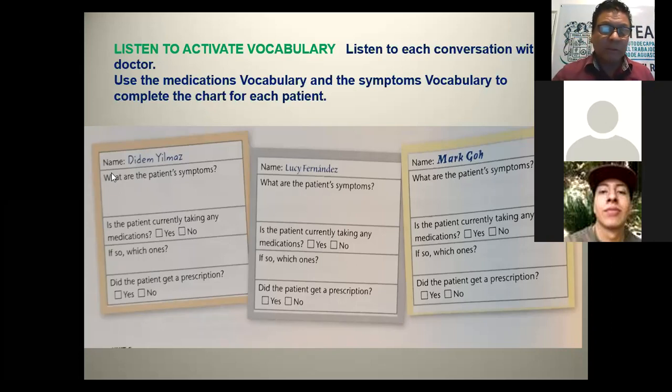Conversation 2. Vamos a ver si nos Lucy apunta Fernandez. La número 2 porque está por cortarnos.